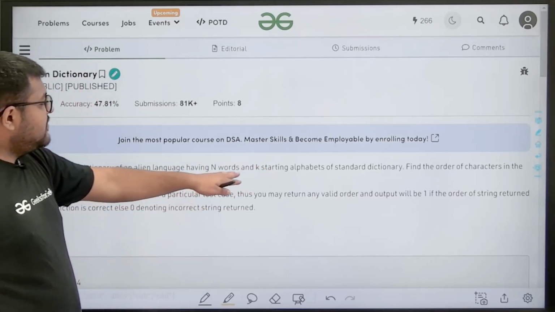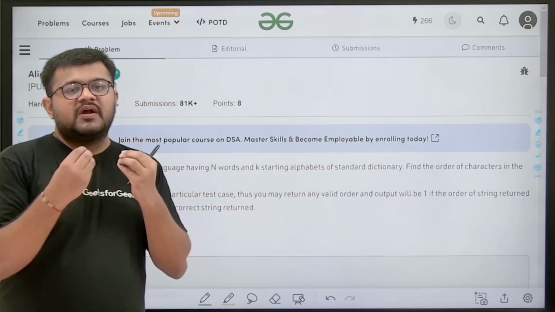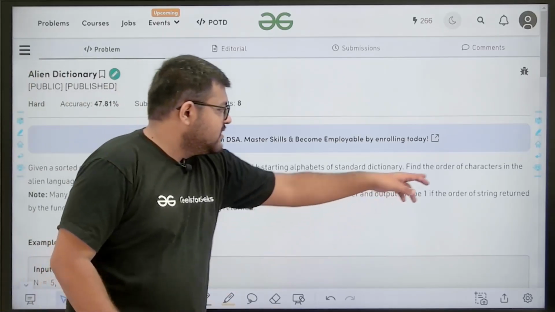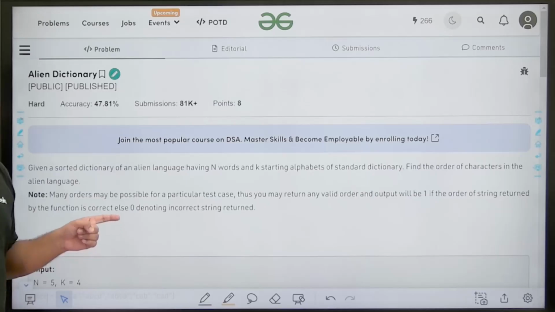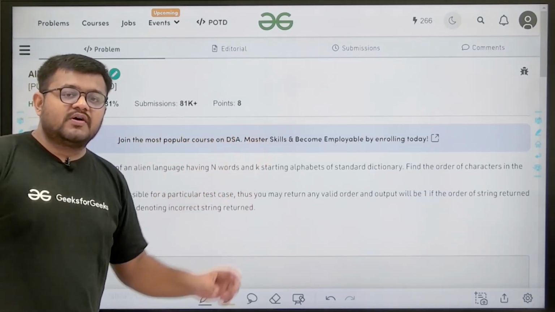And they are made up of k starting alphabets of the standard dictionary. So basically they will be made of, let's say, lowercase English letters from small a to small z, and we need to tell the order of characters in the alien language. So what order does that sorted order of words define?